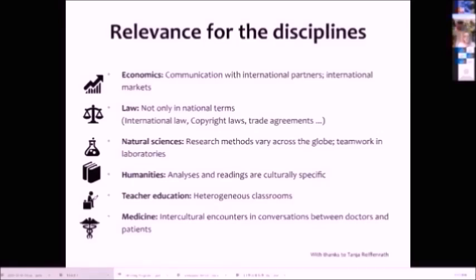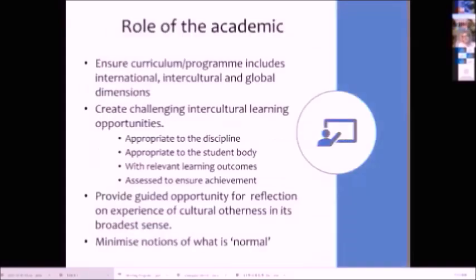So the internationalization of the curriculum, if we bear in mind that diversity, the intercultural element of it, is definitely relevant for all of our disciplines in universities. So on the next slide, it's up to the academic to think about this for their particular discipline, for their particular students, think about the learning outcomes and how they will be assessed to ensure that they're achieved.